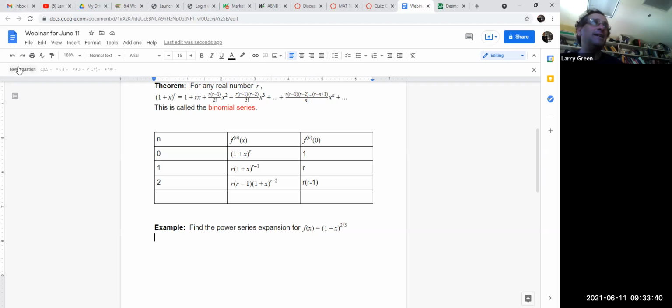So we can say f(x) is equal to 1, and then plus, what's r in this case? I'm just looking at the formula here. What's r for us? Yeah, r is 2/3. So it's going to be 2/3 x.